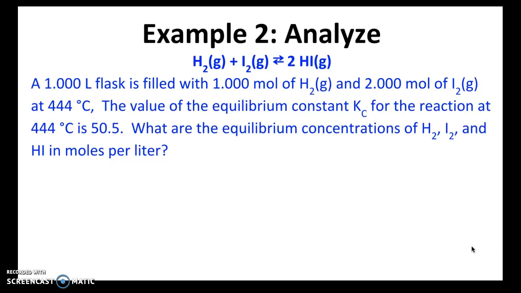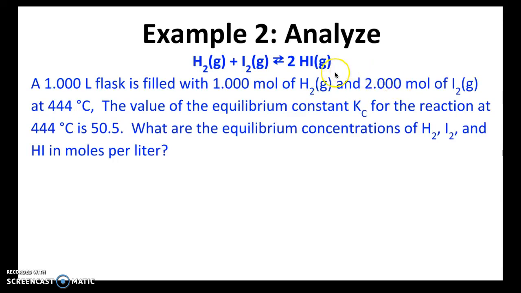So let's start at the end here. We need to find the equilibrium concentrations of H2, I2, and HI in moles per liter. That means we don't know the equilibrium concentrations. So what did they give us exactly? They gave us the moles of H2 and the moles of I2. That information is useful, but is it at equilibrium? It turns out it's not, because they're not telling us that the system is already at equilibrium.